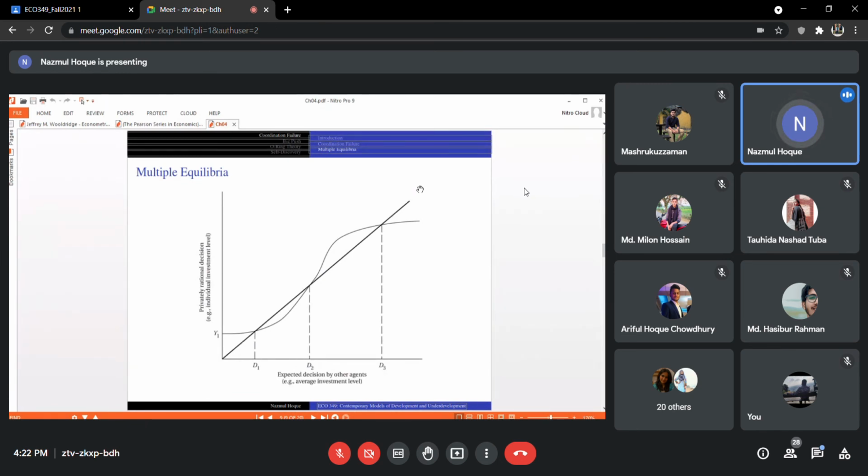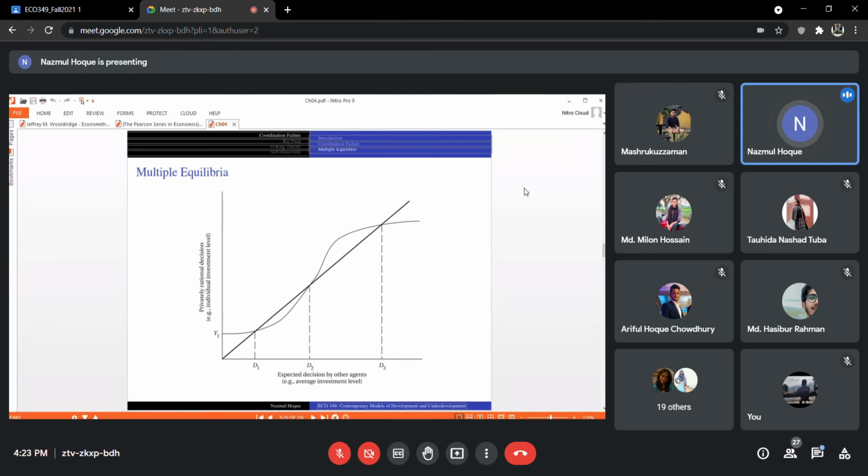So if you think about this first point, D1, this is an equilibrium because at D1, individually rational investment is the same as the expected average level of investment. And this is another equilibrium, D2. The same story is true here. And D3 is also an equilibrium. Now, only D1 and D3, these two, this one and this one, are the stable equilibria.